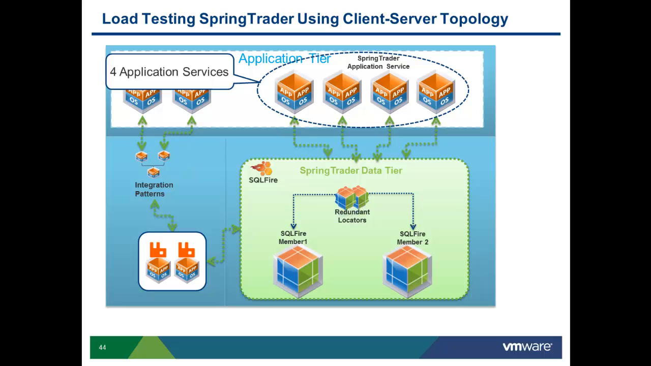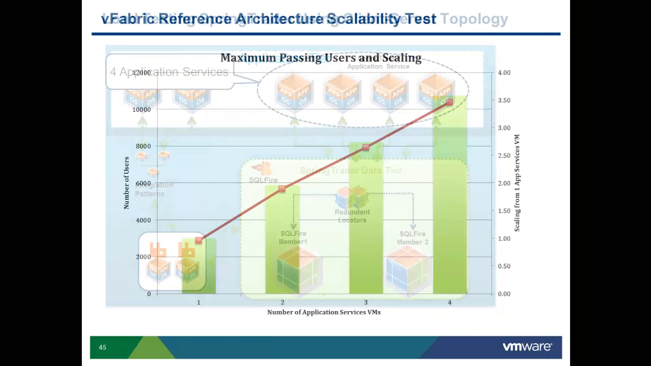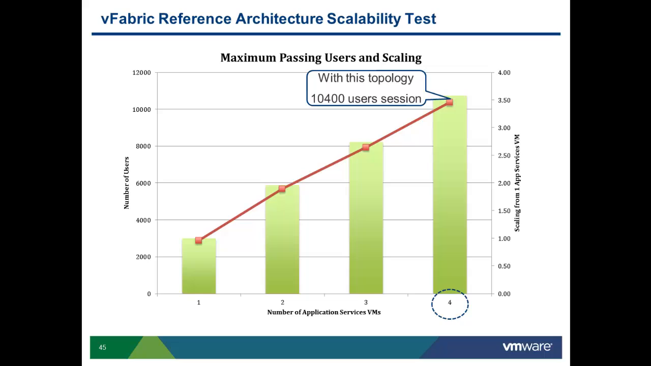These application services VMs are shown here in the application tier, representing 4 Spring Trader application services, communicating back with the Spring Trader data fabric tier. The results were quite impressive. For only 4 application services Spring Trader instances, we were able to achieve 10,400 user sessions. Roughly speaking, these translate to about 3,000 transactions per second.